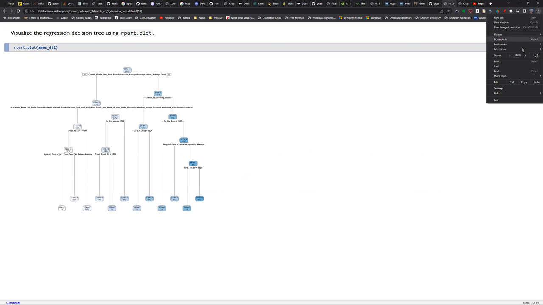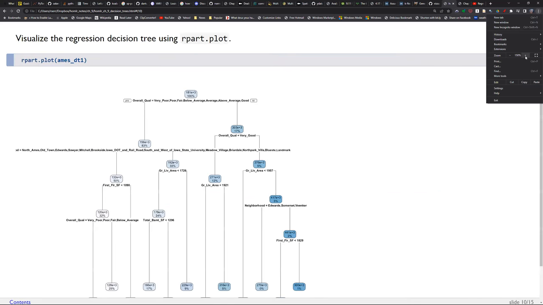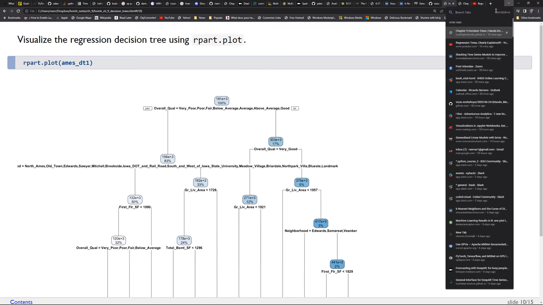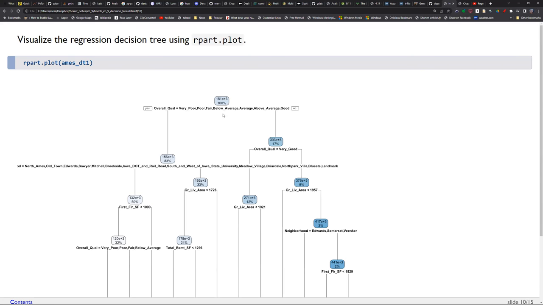Okay, and this is the visualization. I'm going to zoom it. Okay, better now? Right? Yeah, I get it. You can make out the text.